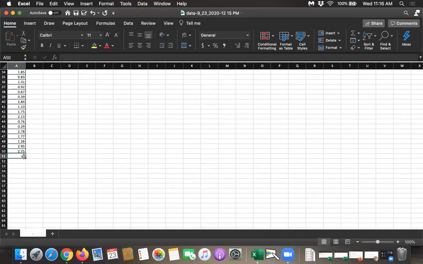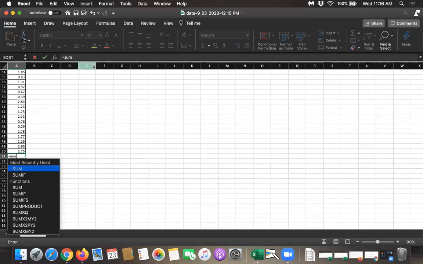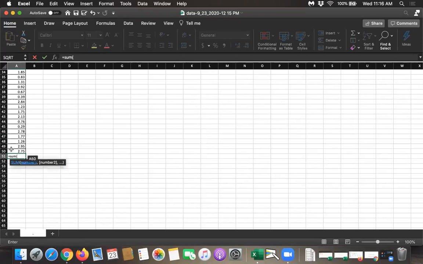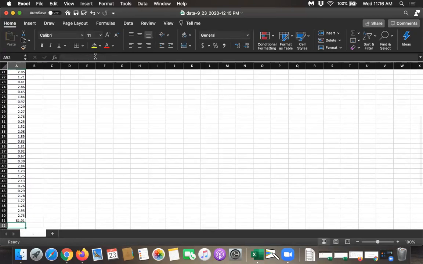Now, if I want to compute the mean, what I need to do is add these together and then divide by the total number of values. So I can type right here, equals sum, open parentheses, and then select those 50 data values, or type directly A1 colon A50, close parentheses, and when you hit enter, it calculates the sum. The sum of those 50 values is 81.01. I'm going to highlight that cell to differentiate it from the rest of the data set.